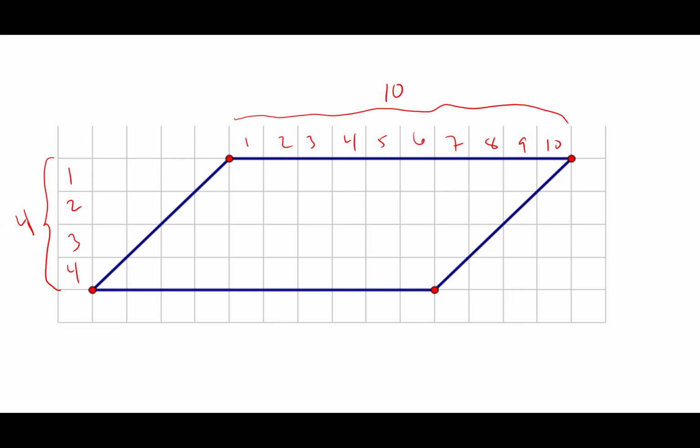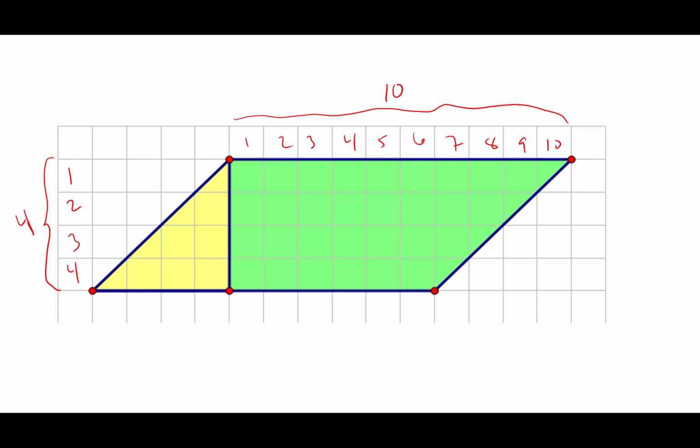Now, for parallelograms, let me do something really, really cool. What I'm gonna do is I'm gonna cut it into separate pieces. You guys see the yellow one and the green one. Basically, I want a triangle on the left side because I'm creating a 90-degree corner here. Now, I'm going to move the triangle from the left to the right.